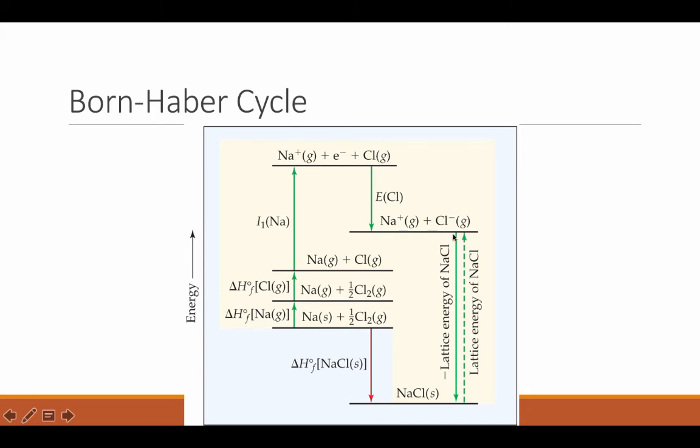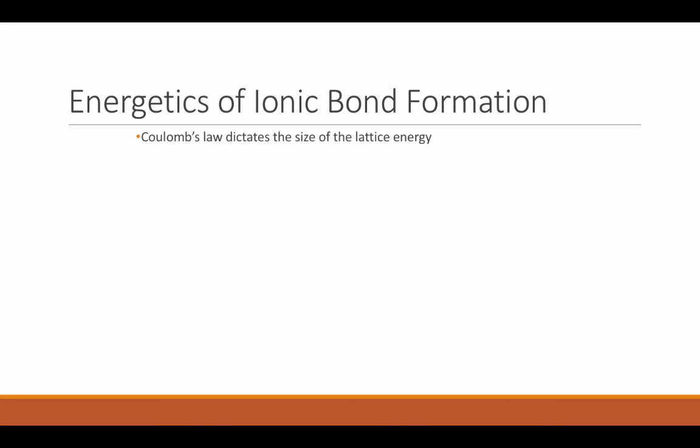Then chlorine is converted to a Cl- ion by gaining an electron, an exothermic process, the value of which is the electron affinity for chlorine. And finally, energy is released when Na+ and Cl- come together. This is the lattice energy of NaCl. So you'll notice the large lattice energy is what accounts for the overall exothermic process of the formation of NaCl. We have a series of endothermic processes, but this large exothermic process causes more energy to be released than was put in.